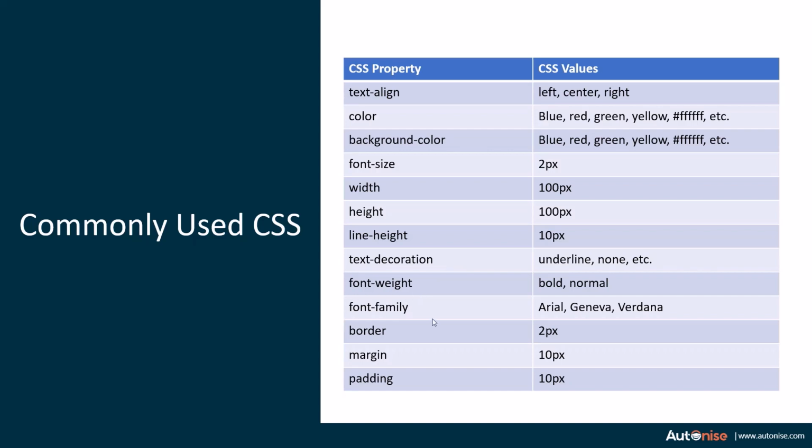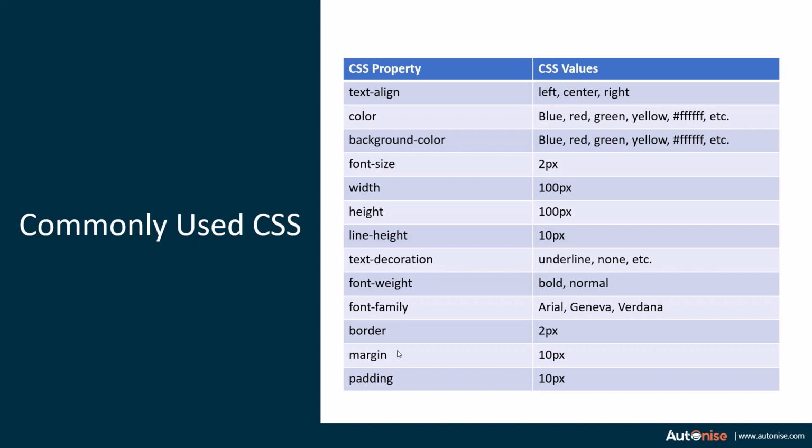Next, we have the font family, which will change how the typography of your font looks. So these are the commonly used font families: Arial, Geneva, Verdana, and so on. Next, there is the border, which can be specified in pixels, and it can set the border of your HTML element. Then there is the margin and the padding. Margin is used to specify the distance between the element and your own element.